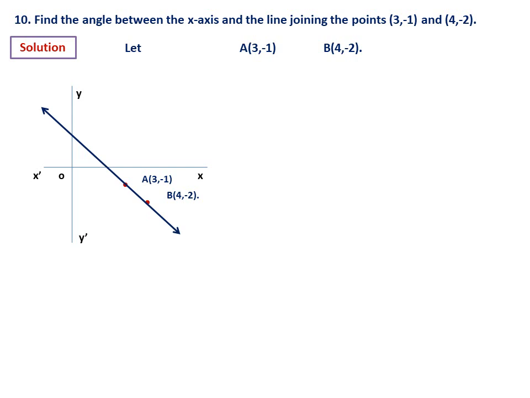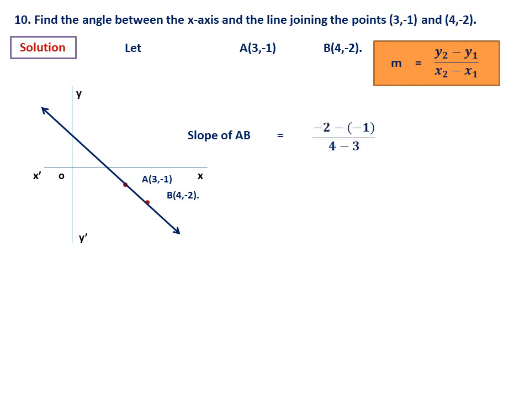And we want the angle between the x-axis and the line joining, which means we need the slope. So now first we will calculate the slope of AB. What is the formula? m equal to (y2 minus y1) by (x2 minus x1). Therefore apply, you get (-2 minus -1), then (4 minus 3), taking x1, y1 as A and x2, y2 as B point. Therefore simplifying we get -1.